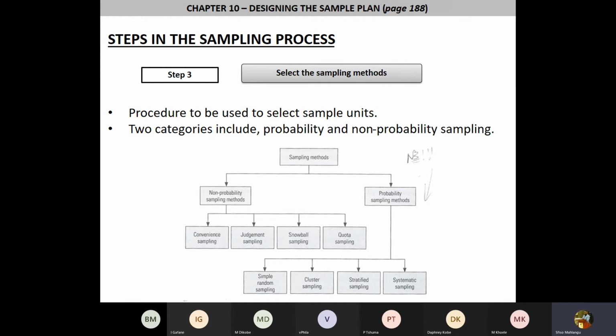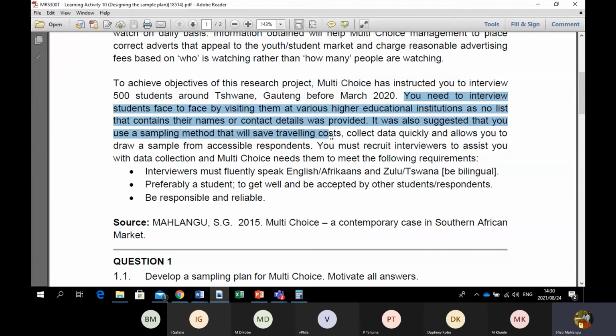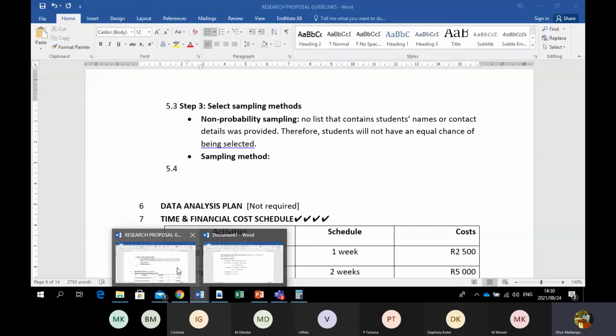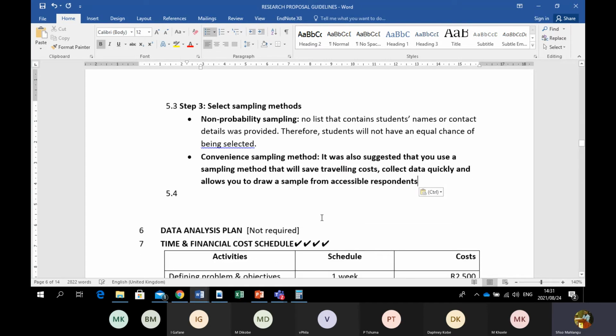So in this case, if you read the case study, you will see it was suggested that you use a sampling method that will save traveling cost, collect data quickly, and allow you to draw a sample from accessible respondents. You will see that sentence relates to convenience sampling because convenience is about easy, it's about quickly. So we will write that: convenience sampling method, because you must indicate which method you're going to use as part of non-probability. Motivate your answer. It was given in the case study that we should use a method that will collect the data quickly.